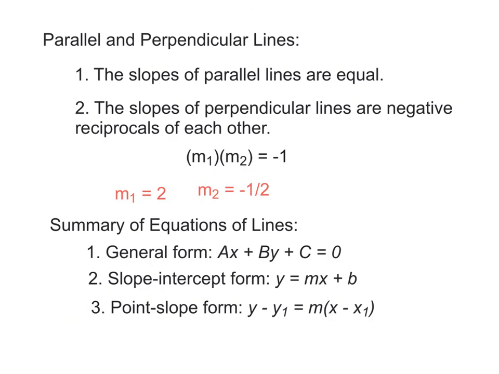Now to summarize the forms for the equations of a line, you have first the general form, which is ax plus by plus c equals 0. It could also be written ax plus by equals c. You have next the slope-intercept form, which is y equals mx plus b. And then lastly, you have the point-slope form, which is y minus y1 is equal to m parentheses x minus x1, which is basically the definition of slope.